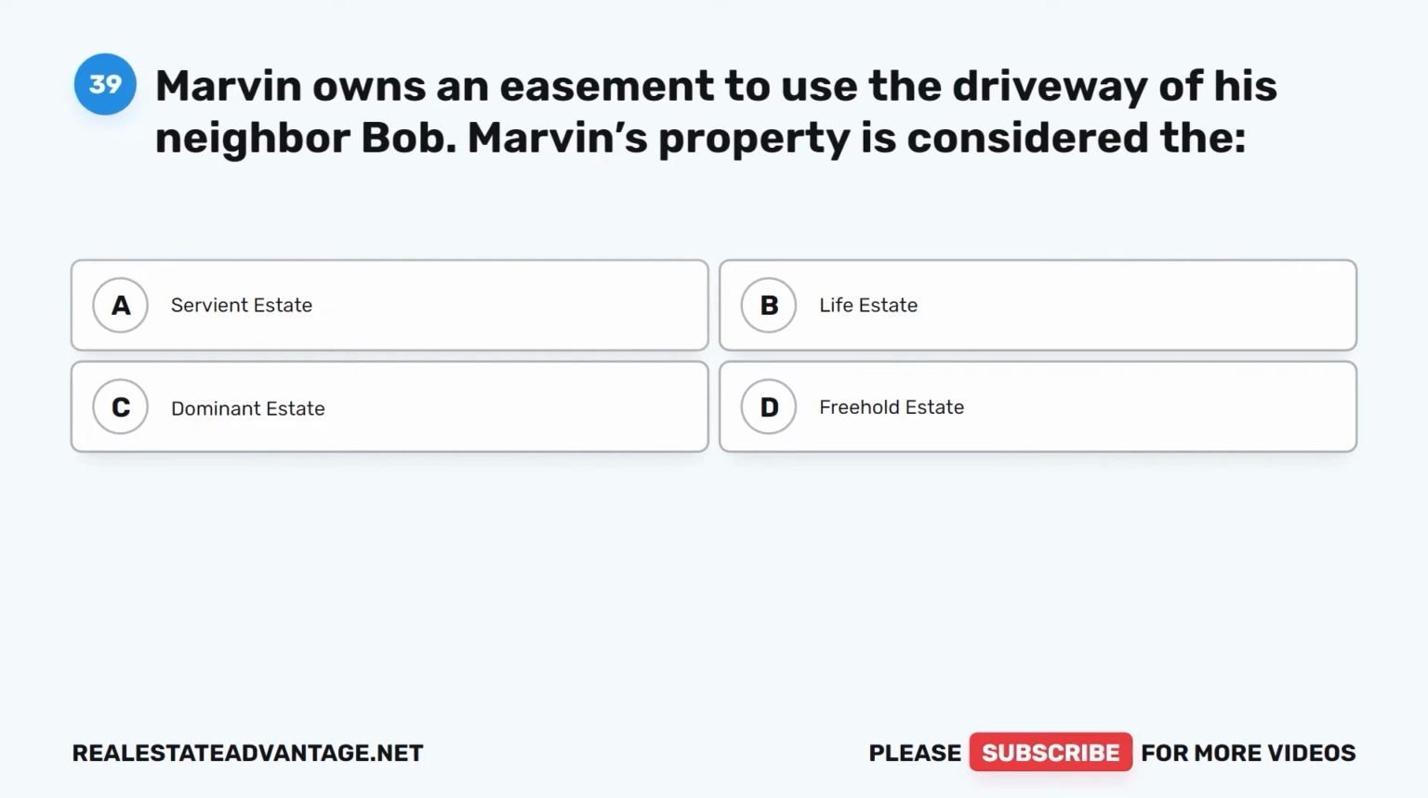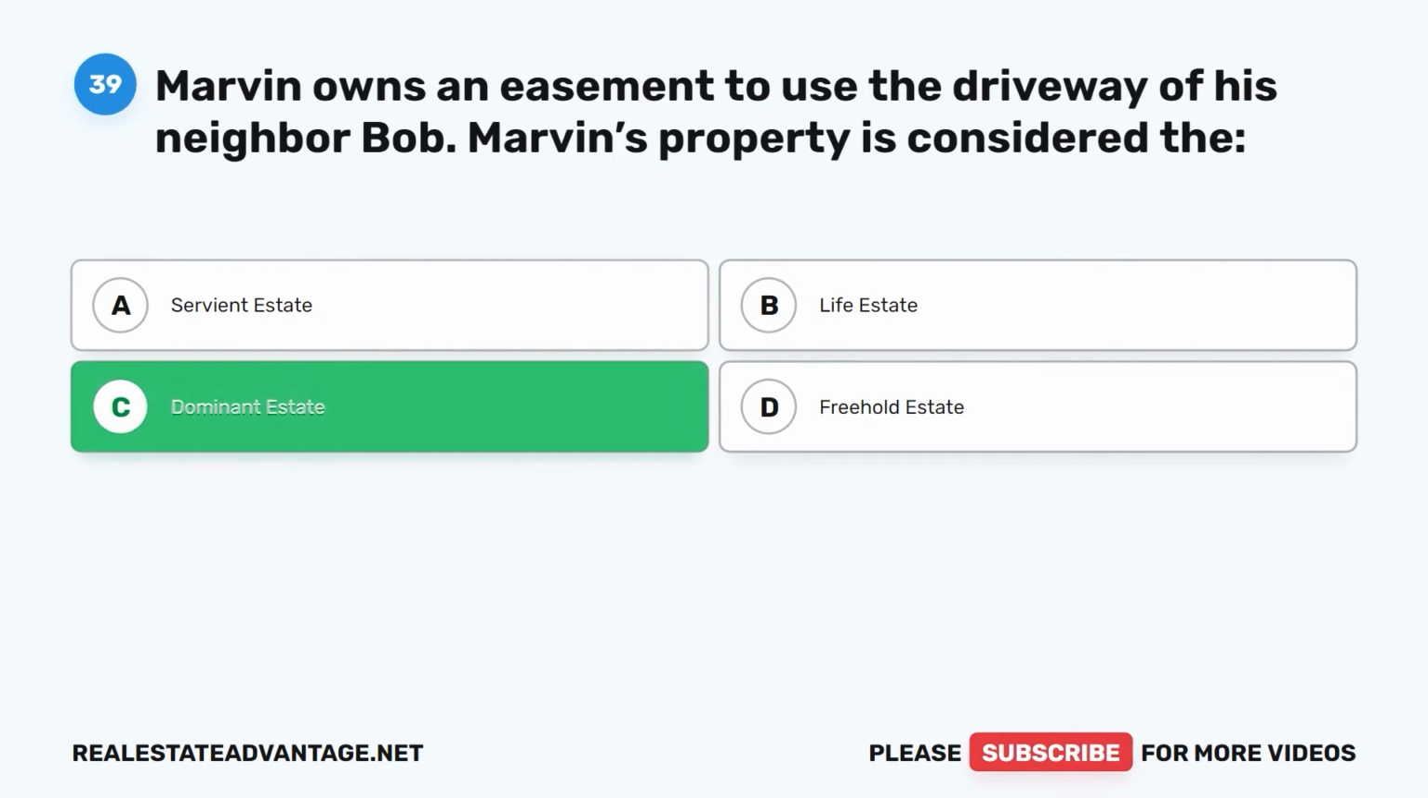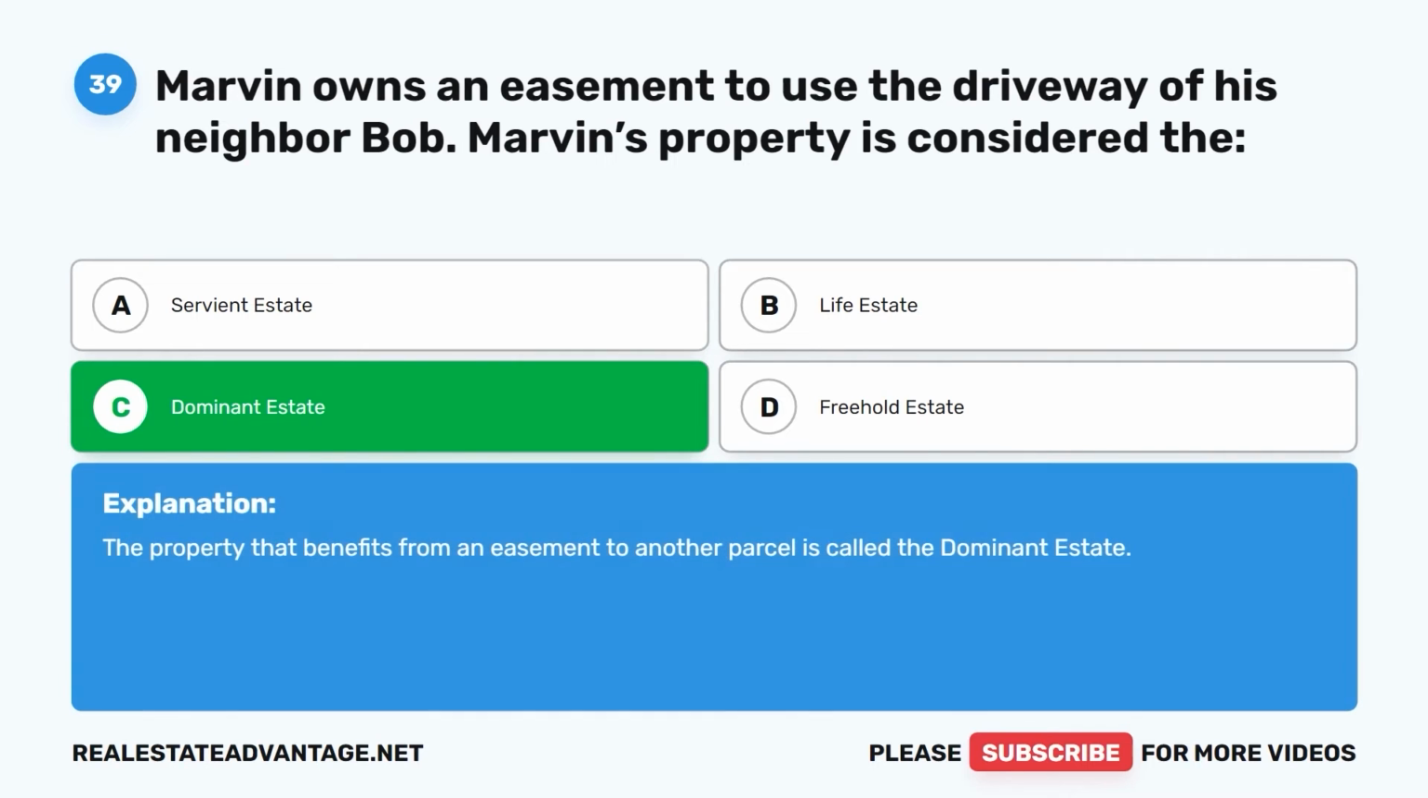Marvin's property is considered the A. servient estate, B. life estate, C. dominant estate, D. freehold estate. The correct answer is C. Dominant estate. The property that benefits from an easement to another parcel is called the dominant estate.